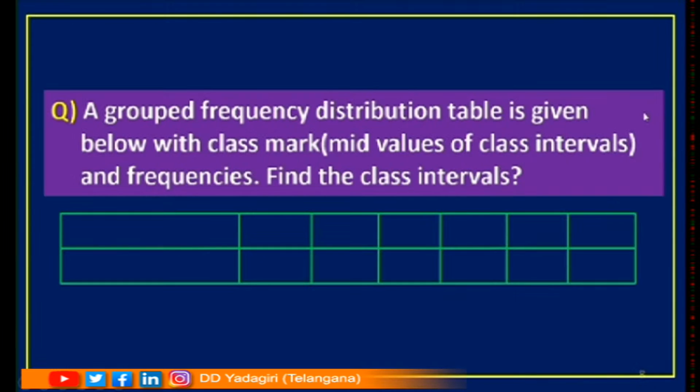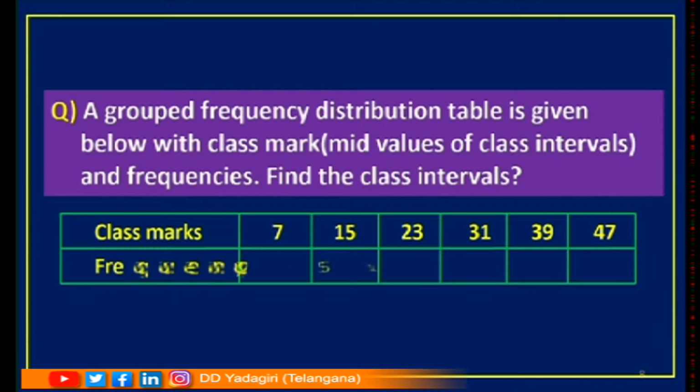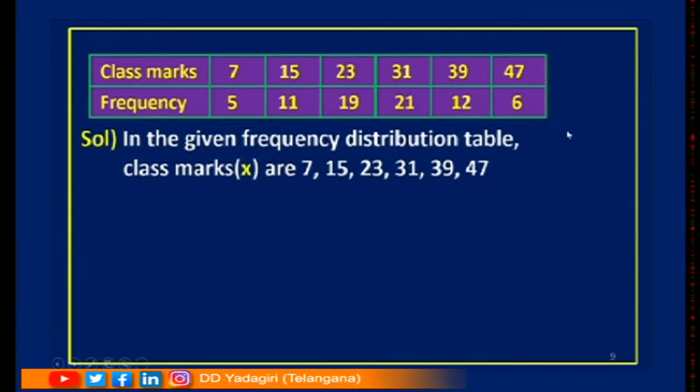Okay children, now what you are going to do? A grouped frequency distribution table is given below with class marks, or we can say mid values of class intervals, and frequencies. Now we have to find the class intervals. How to do that? Let us check. See, these are the class marks and this is the frequency. Now what you have to do?